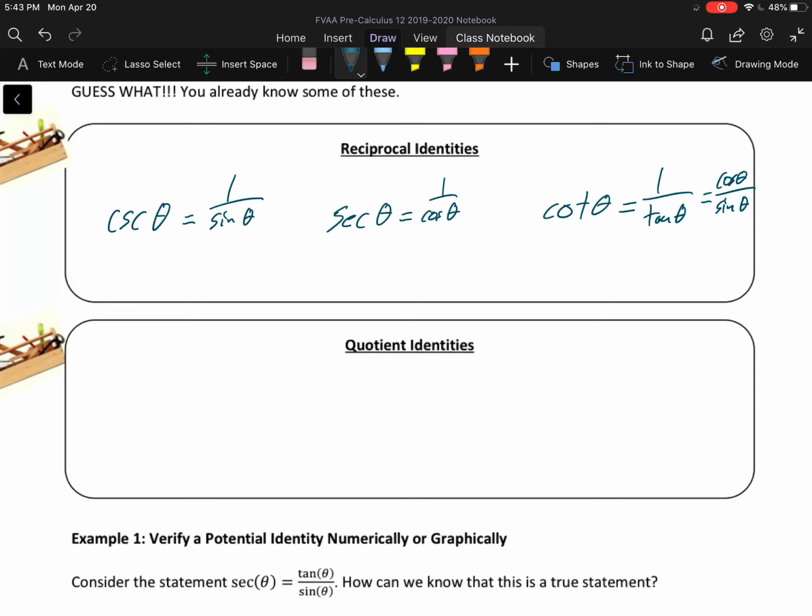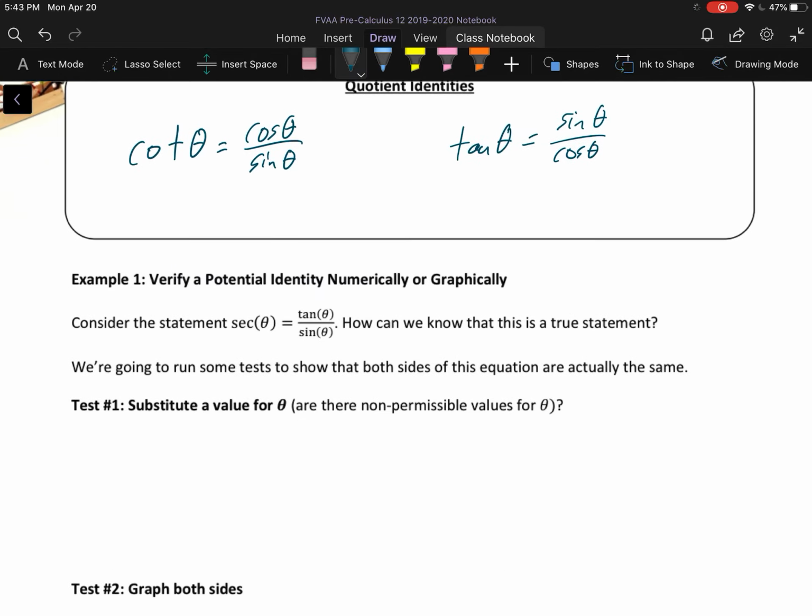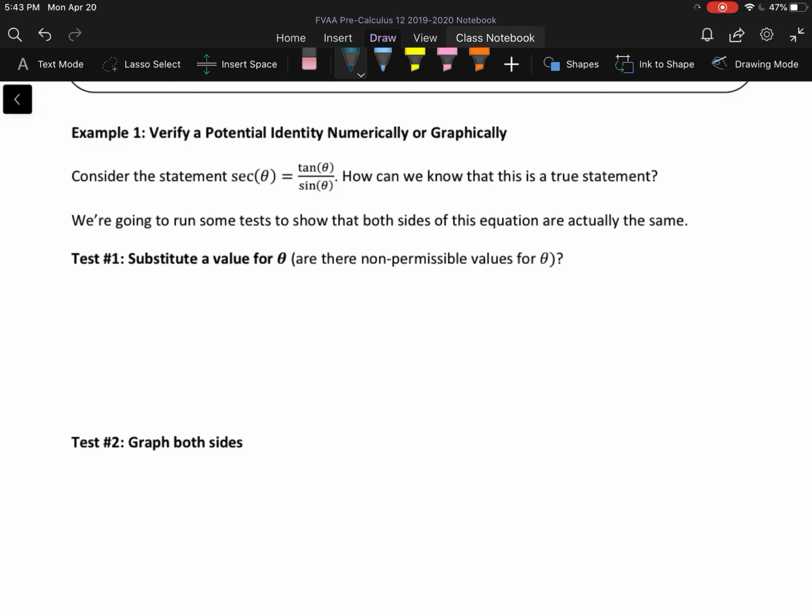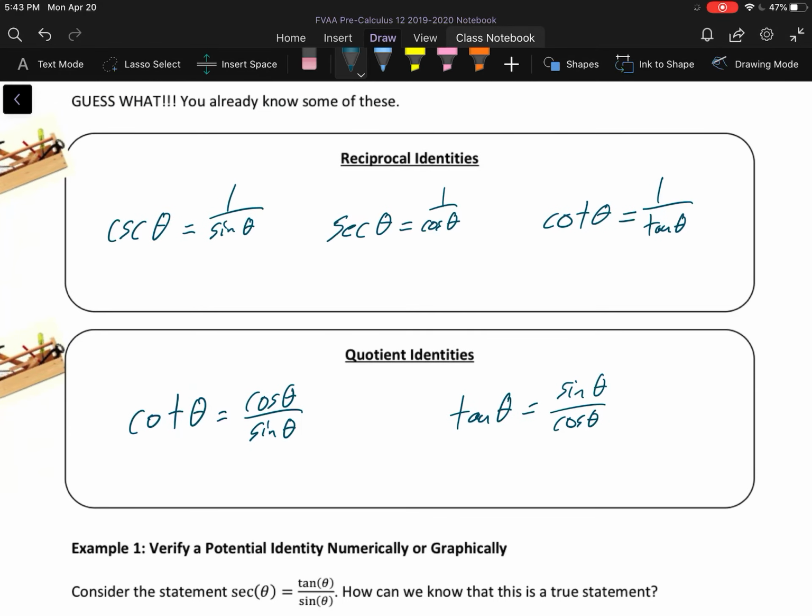Then there are also the quotient identities. I've already given you one, cotangent theta equals cos theta over sine theta, and then the tangent quotient identity, which is sine theta over cos theta. So we don't actually need to have this up here; we can put it down in this section. These are some familiar things. None of these should be completely unknown to you at this stage of the course. So let's see how this works.